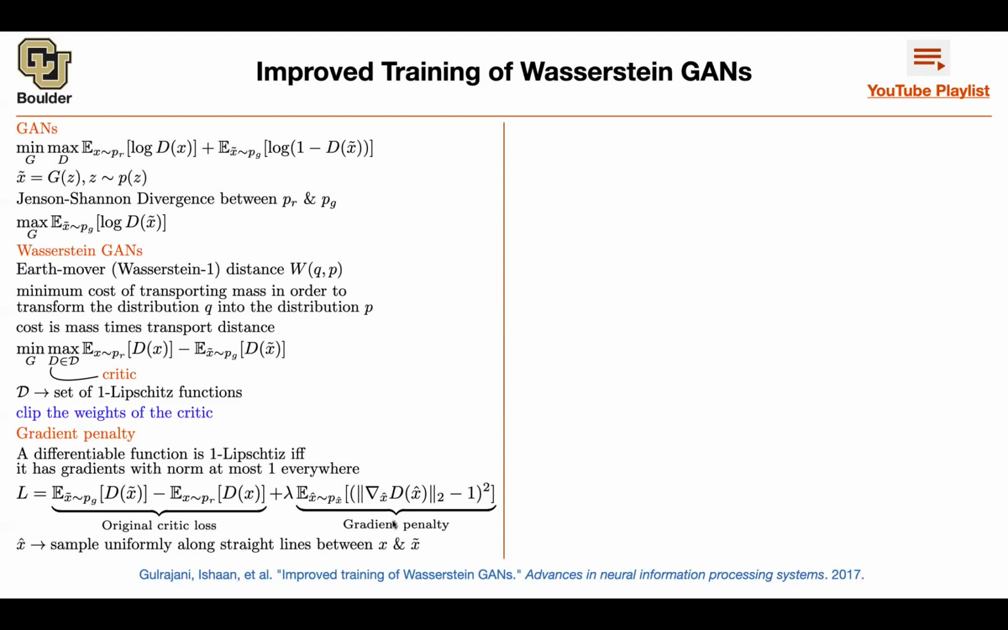And then you can add the gradient penalty. You don't want the gradients of your critic to become too big or deviate too much from one. Equivalently, here you can have a hinge type of function so that you always make sure that the norm of the gradient of your critic is less than one.